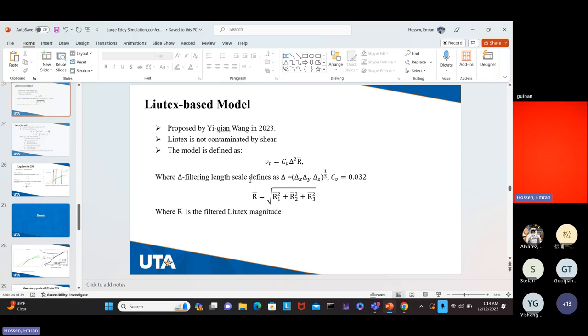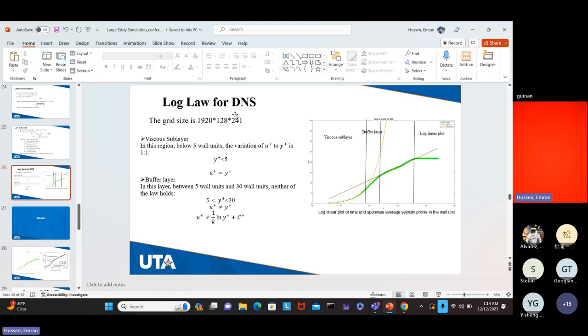You can say that for the log law for the DNS case. We only use 60 million cells. We cannot say it is resolved, right? As I said, what counts as good is different, but for our geometry, 60 million is okay, I think. Compared with other DNS work, or with other DNS results, it's okay.